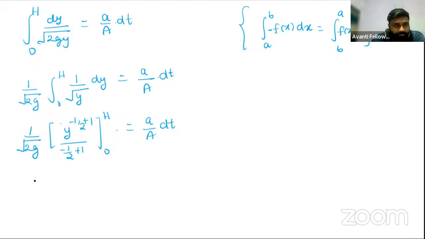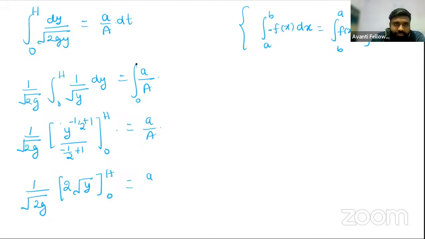Now this is 1 upon root 2g. This will become y raised to the power half and this will become half. So this 2 will come in numerator. So it will become 2 root y 0 to h. Now here also we forgot to mention, this will be 0 to capital T dt. So this will become a by capital A into capital T.